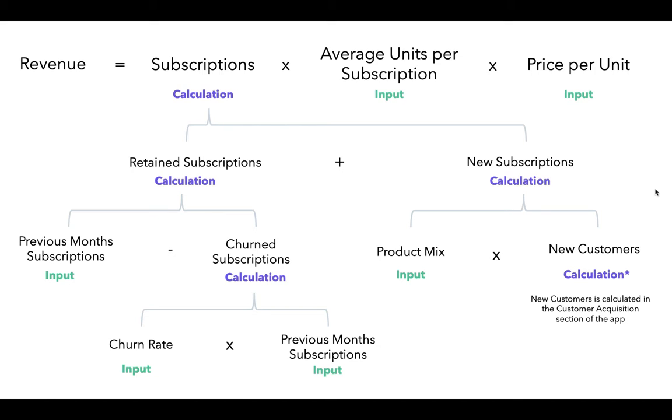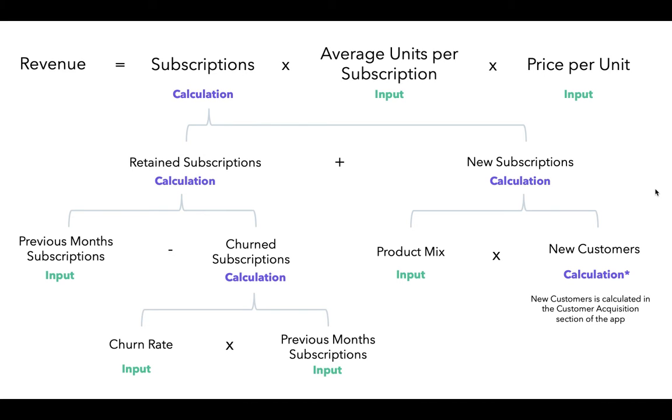Subscriptions, however, is going to be derived or calculated based off of the previous month's subscriptions, retained subscriptions, as we call it here in this formula, which is the previous month's subscriptions minus the churn subscriptions, which, again, is a calculation derived from churn rate multiplied by the previous month's subscriptions, plus new subscriptions, which is calculated as an input of product mix multiplied by the new users, which is a calculation that is calculated in a separate portion of the app. So the entirety of this revenue formula is going to be derived by inputs, but they're going to be calculated in a very specific way.